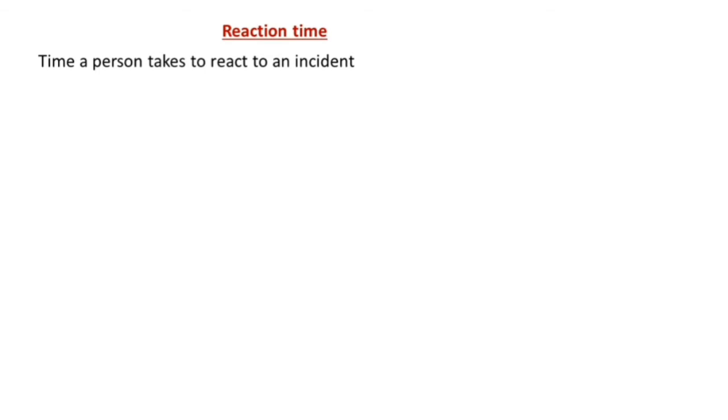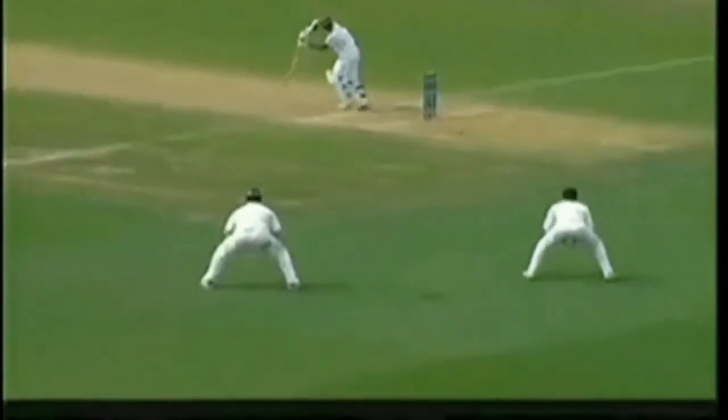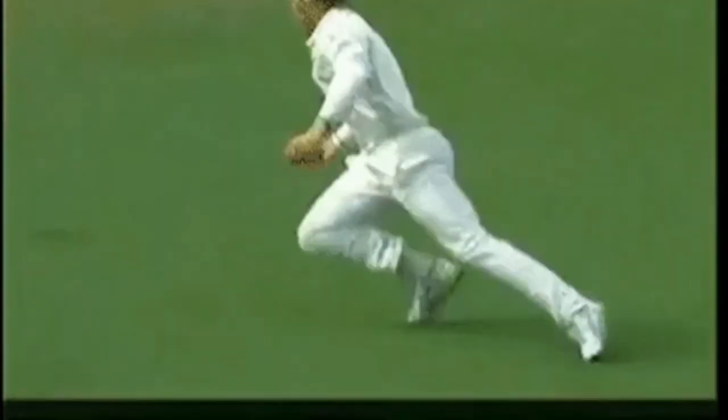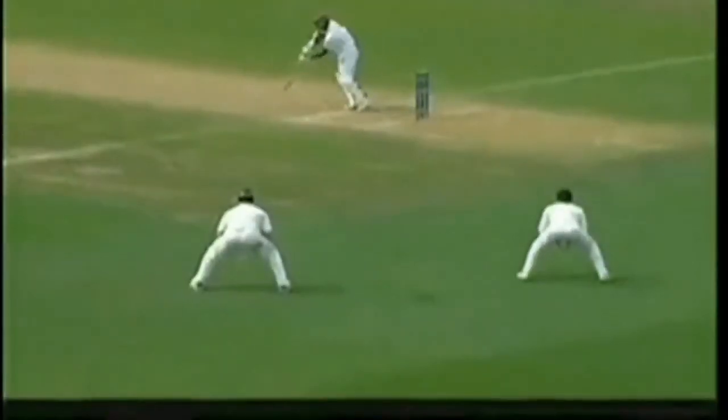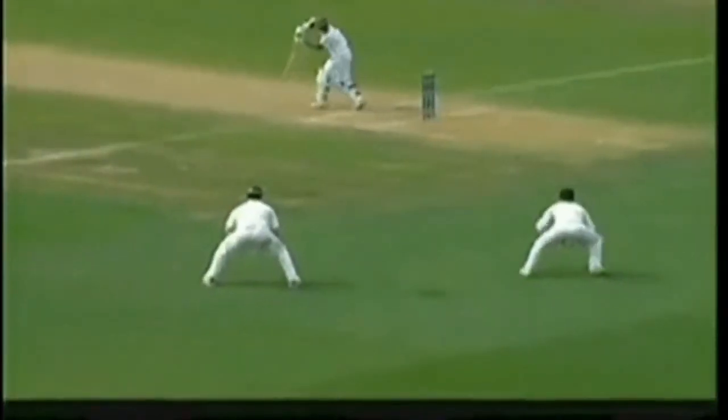One more example: if you see this picture, a person is catching a ball in the slip. The person observes the ball coming so fast, he observes and thinks, and suddenly he acts. That means his reaction time is very small. Just imagine his reaction time is more. He is observing, thinking and acting slowly. What may happen? The ball may reach the boundary, right? In this case his reaction time is very, very small, so he could catch the ball, right? So reaction time is the time a person takes to react to an incident.